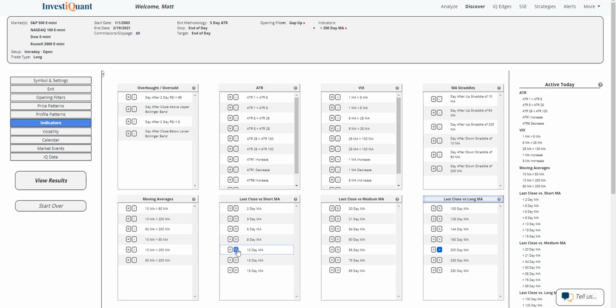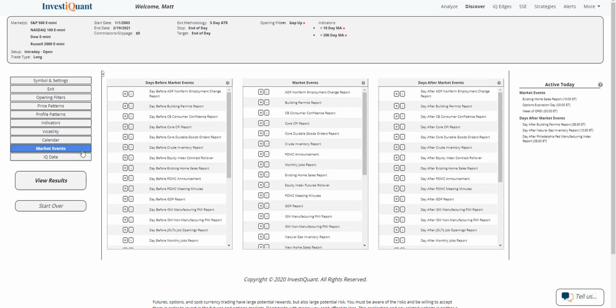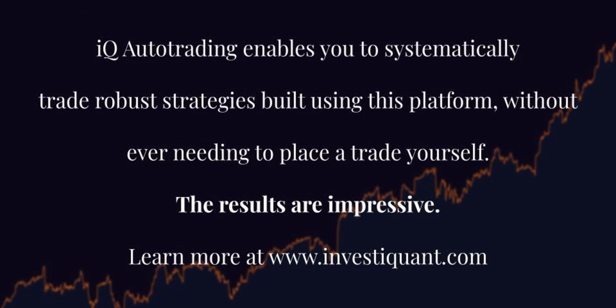above a 10 and above a 200-day simple moving average. And lastly, I'm going to go into the market events, and I'm going to say that it is options expiration day. Now I'll click View Results.